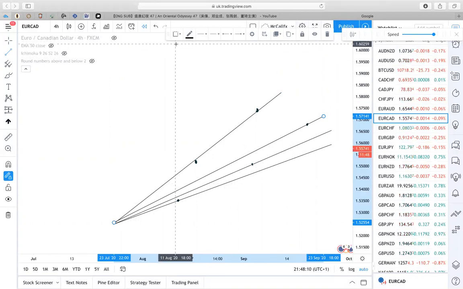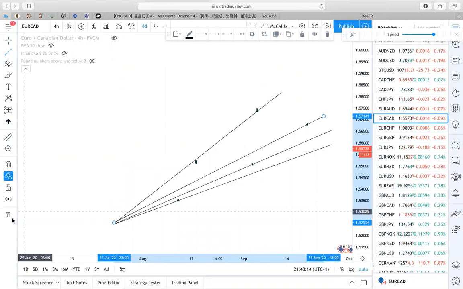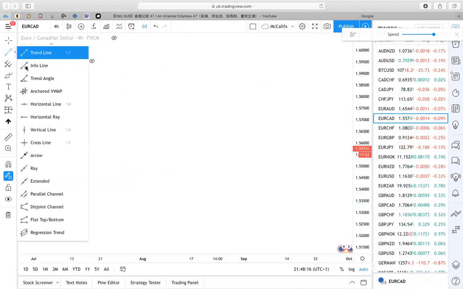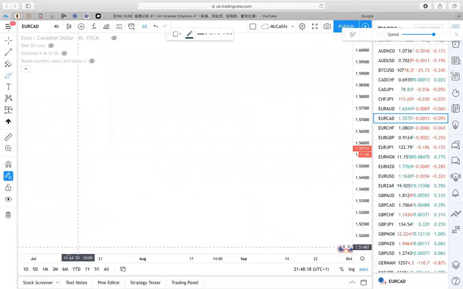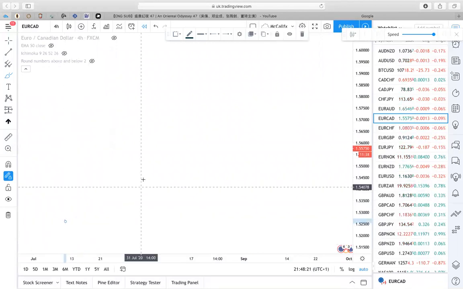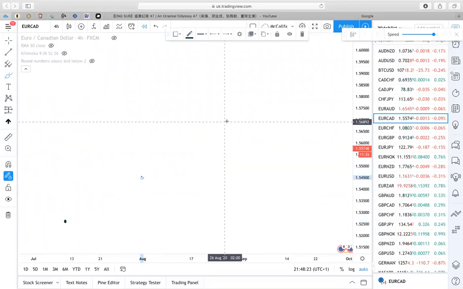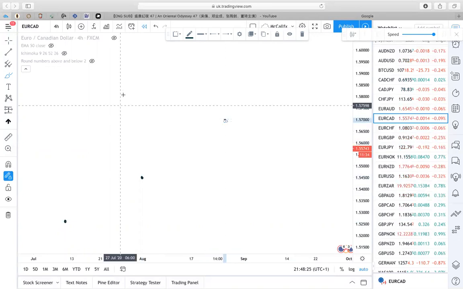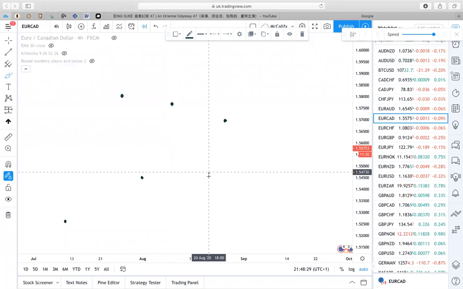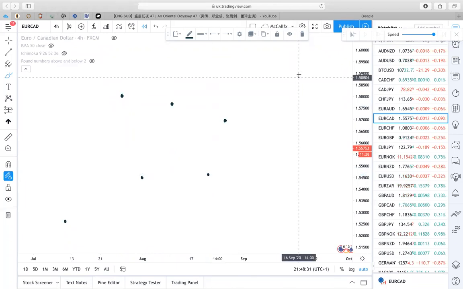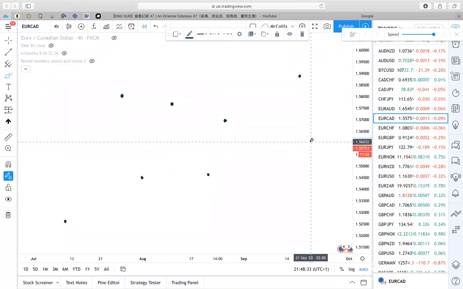So if I was drawing a line, this is the line that I'm going to pick. This is how a trend line works. It's about points. I have different points, right? I have this, this, this, this, this, this, and then I have this. And then I'm supposed to draw a trend line.